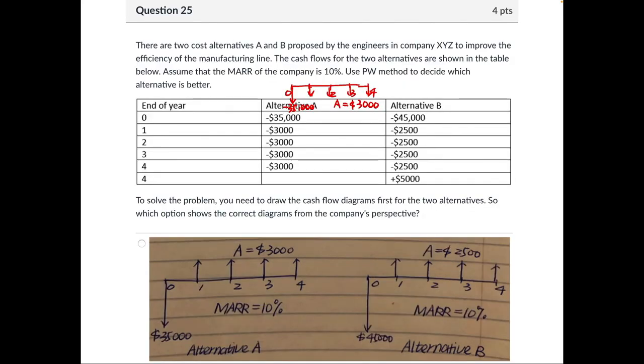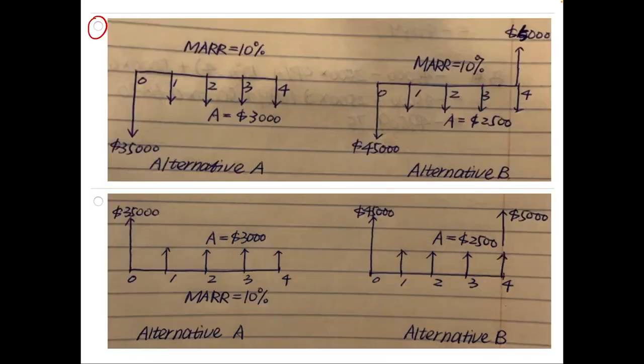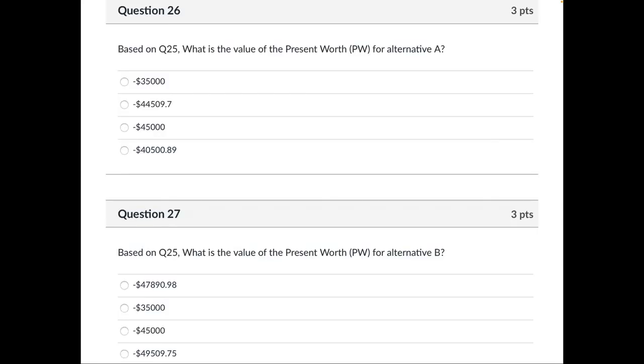And then you're gonna check the alternative B. Still, alternative B, you have negative cash flows, but at the end of the 4th year, you're gonna have a positive cash flow of 5,000. That might be the market value if you sell this equipment or sell your project. So yes, this one is correct as well. So this is your correct answer. And then you're gonna calculate the present worth based on these diagrams.